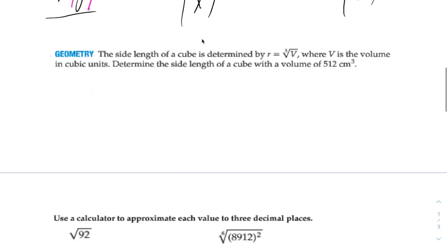Okay. The side length of a cube is determined by r equals the cube root of v, where v is the volume in cubic units. Determine the side length of a cube with the volume of 512. So the formula is right here. r equals the cube root of my volume, and that tells me the volume is 512, so just sub it in. r equals the cube root of 512. And one thing you're supposed to know is that it's 8.